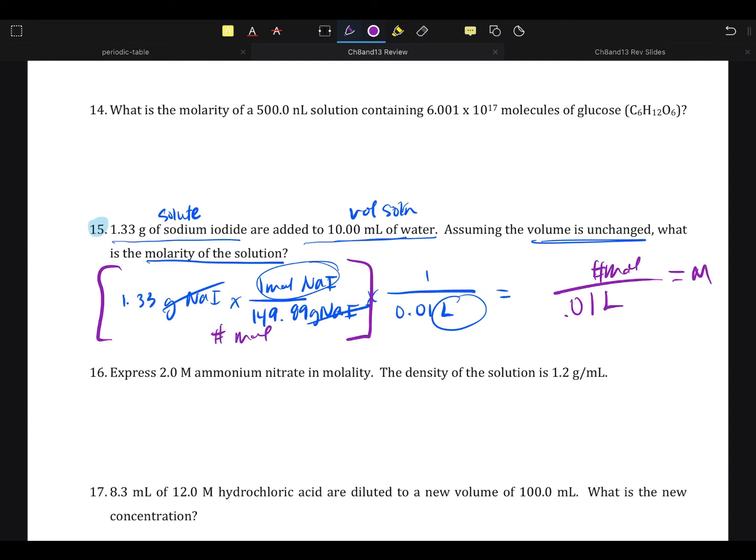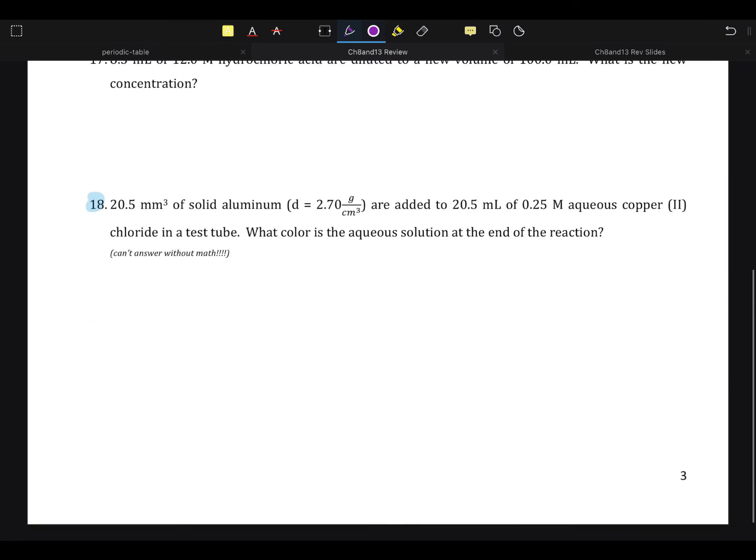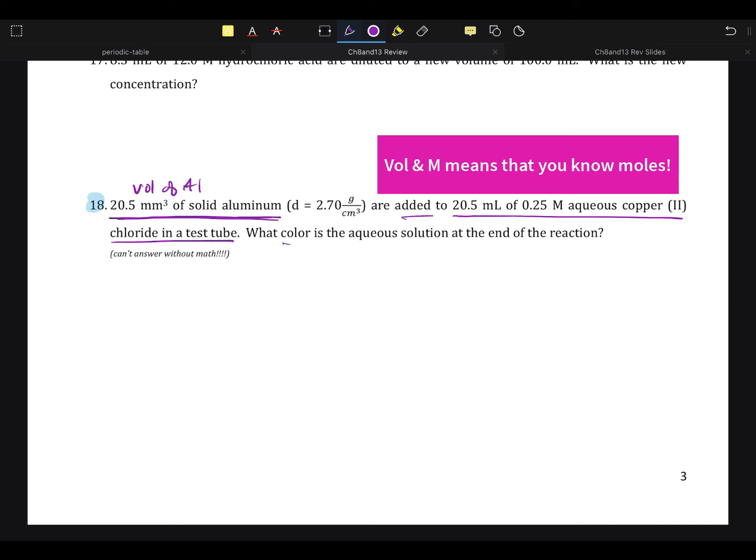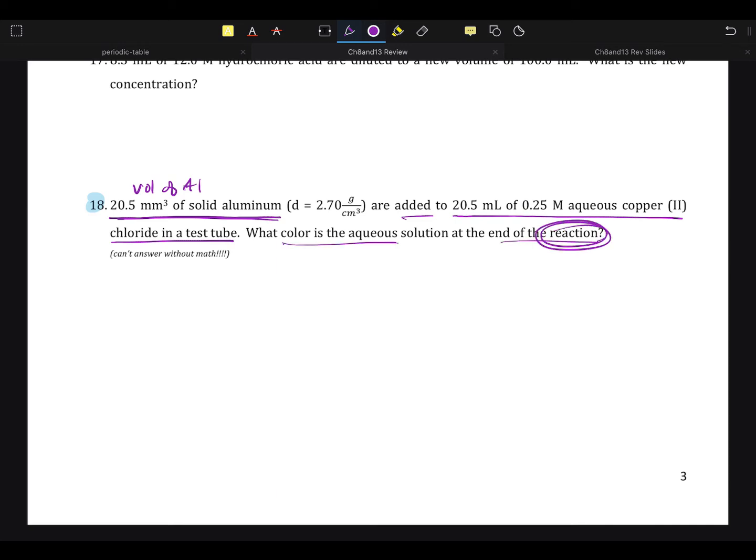All right, next up. It says that we have 20.5 millimeters cubed of solid aluminum. What kind of information is that? That is a volume of aluminum. It says it is added to 20.5 milliliters of aqueous copper 2 chloride in a test tube. So here we have a volume and a molarity, and I would like to know what color is the solution at the end of the, what's that keyword? Reaction, right? So first of all, I know that there's a reaction.